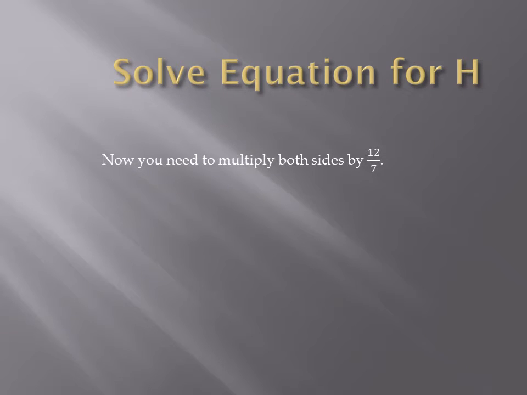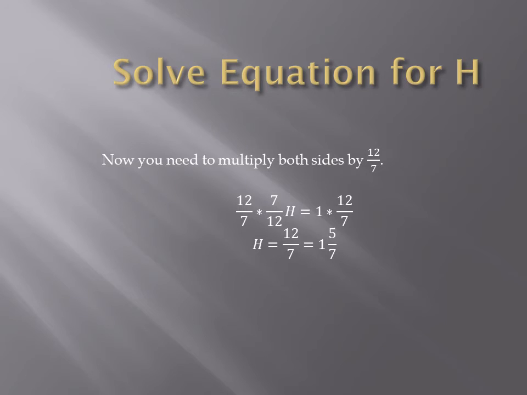Now we need to multiply both sides by 12/7, so that we can get the H isolated on the left side of the equation. When we do that, we get H equals 12/7. And when we make that a mixed number instead of an improper fraction, we get H equals 1 5/7.